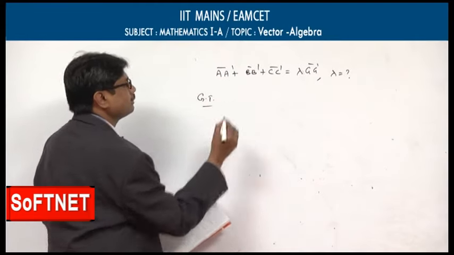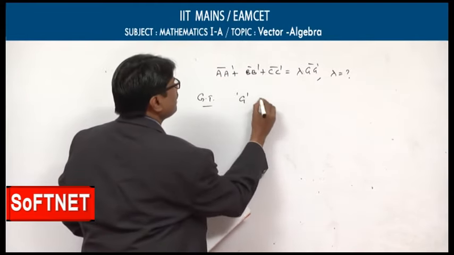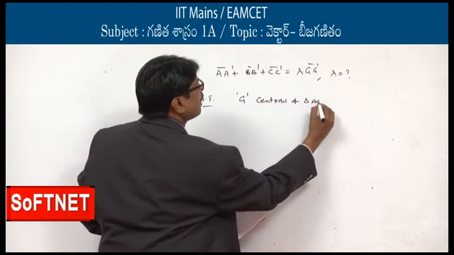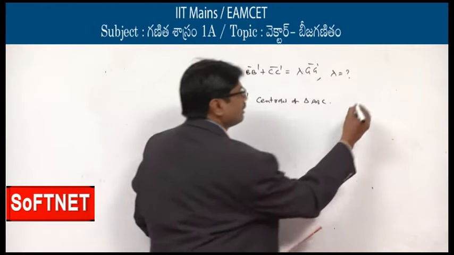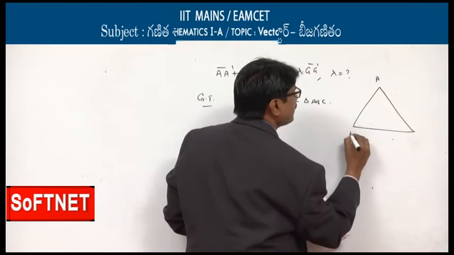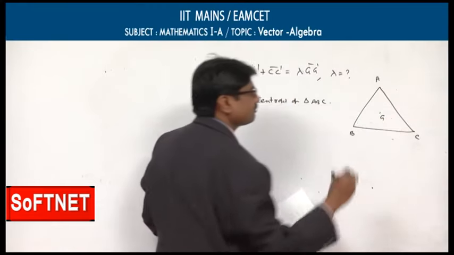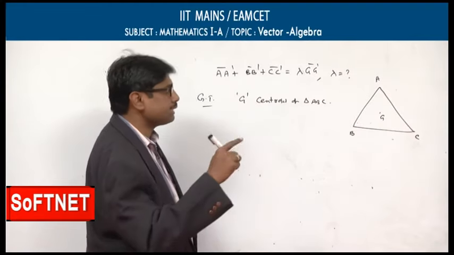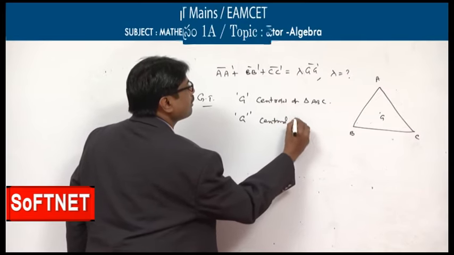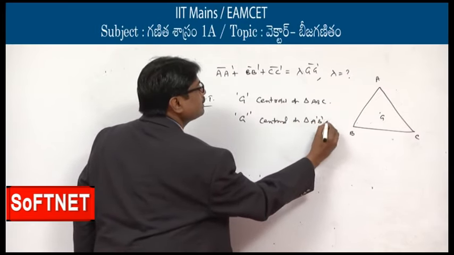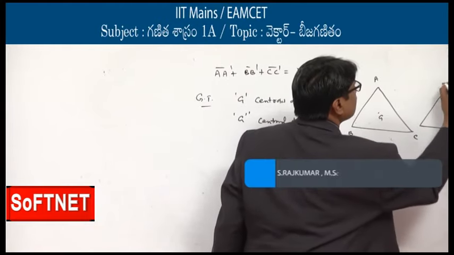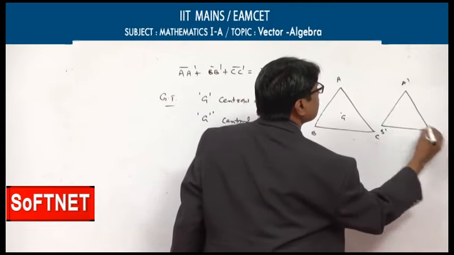Given that G is the centroid of triangle ABC. You draw one triangle ABC and define. Just now we did the proof of the centroid A, B, C. G is the centroid of triangle ABC. G dash is the centroid of second triangle, the centroid of triangle A dash, B dash and C dash.